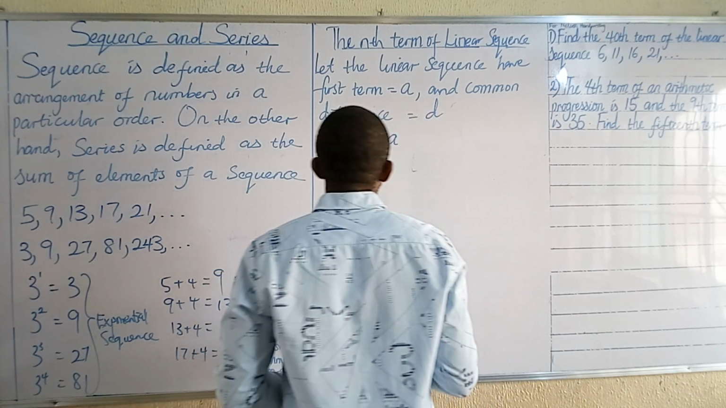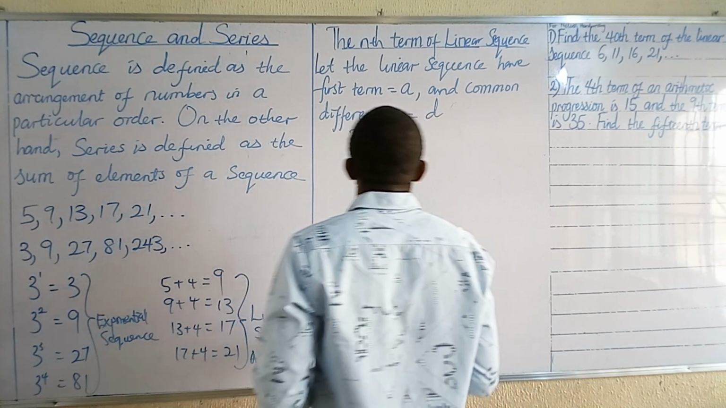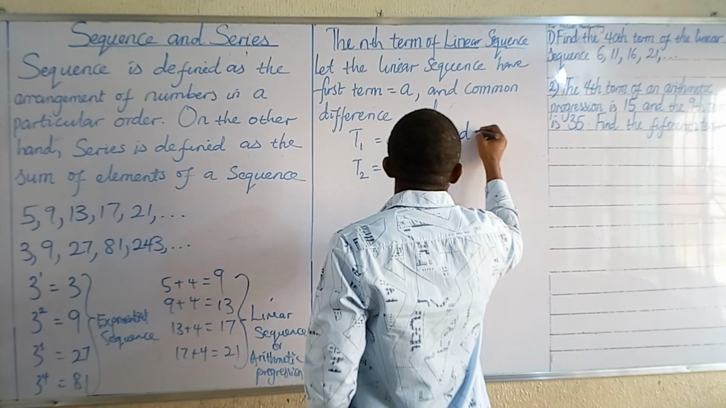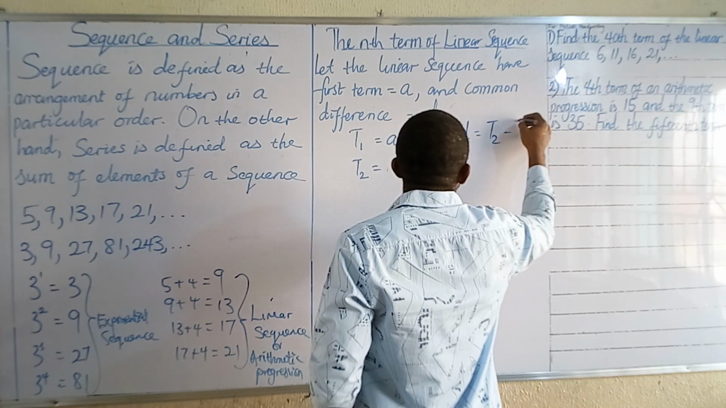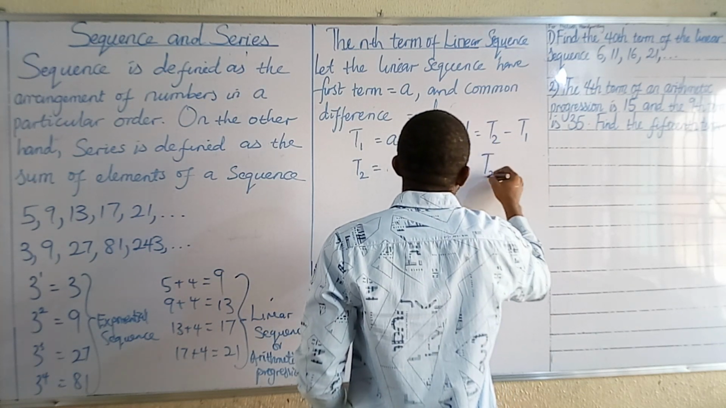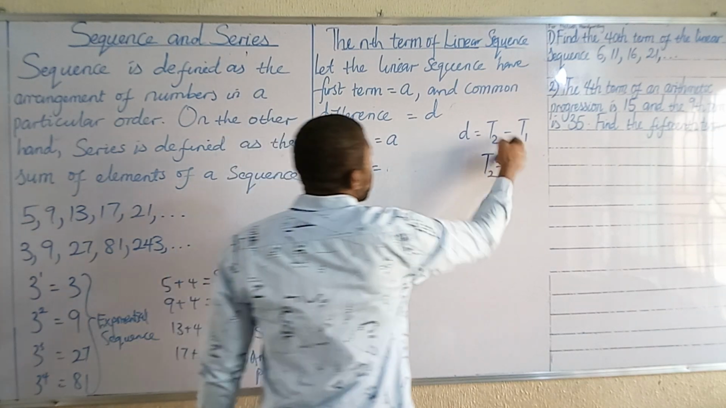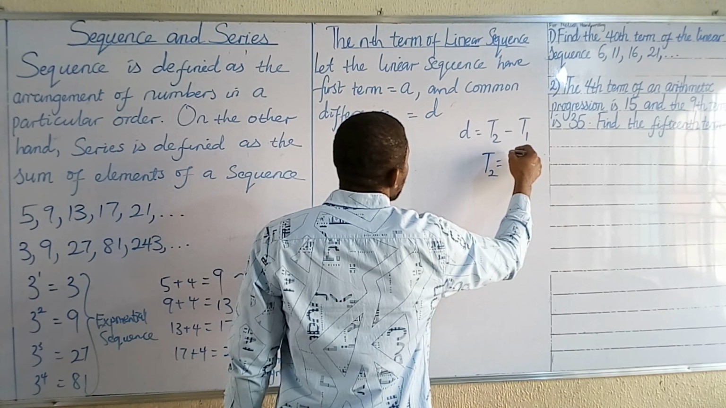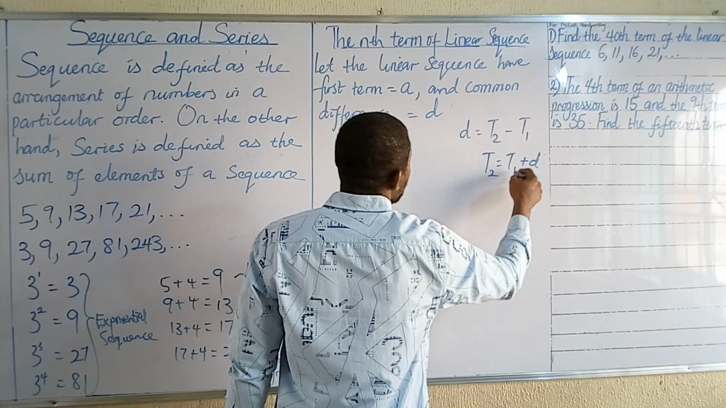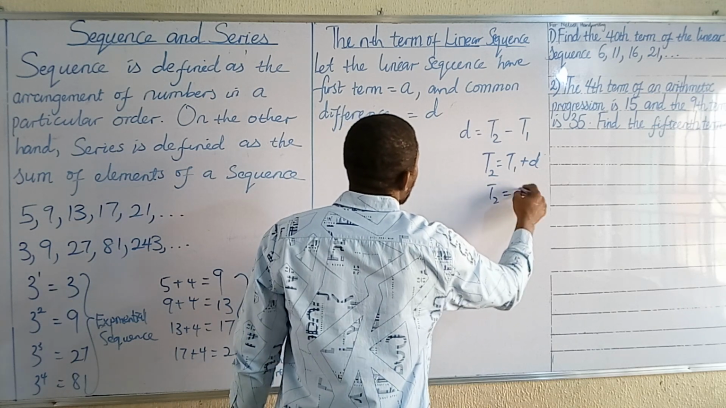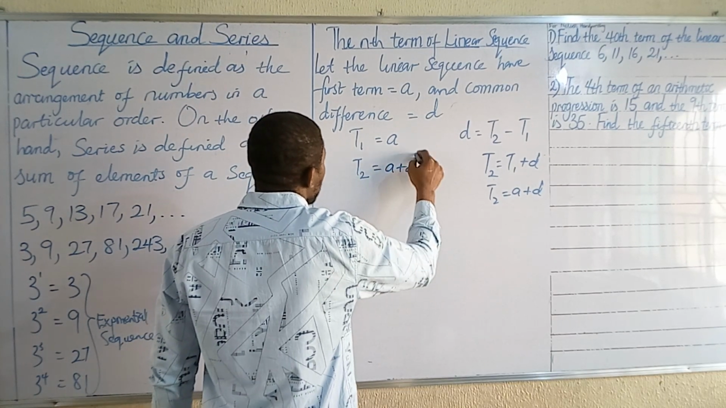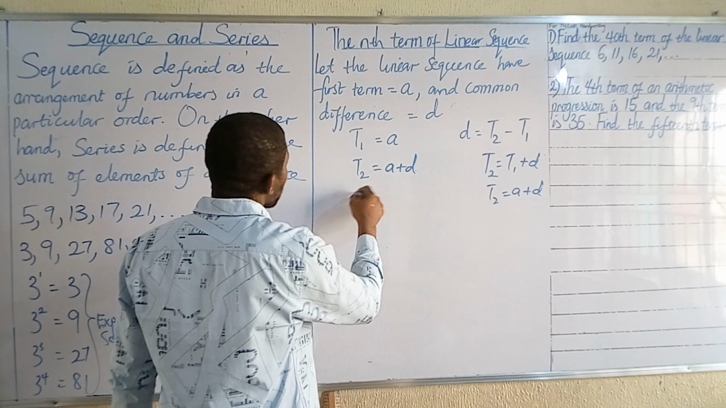T2 will be gotten from what? The common difference. And our common difference D is what? T2 minus T1. So if we want to get T2, we make T2 the subject, which will now be T2 equal to, you move this to this side, you have T1 plus D. And that T1 as well here is A plus D. So that's why I said that T2 is equal to A plus D.